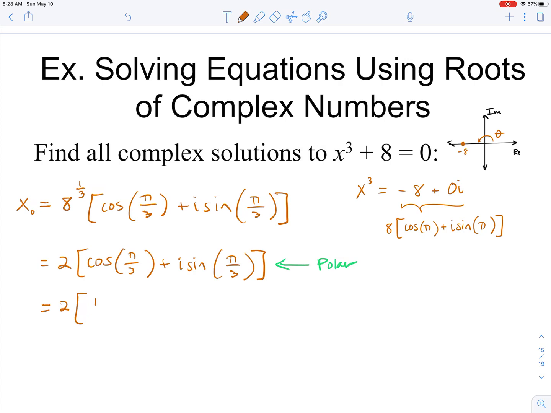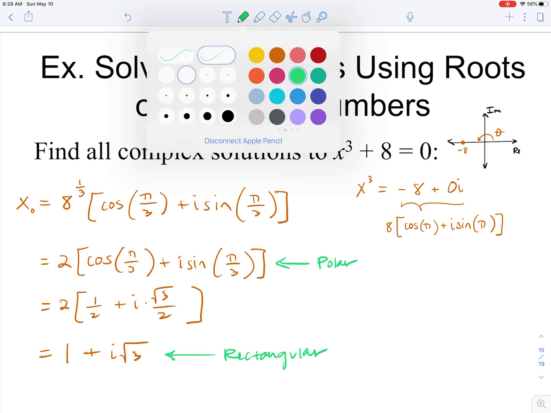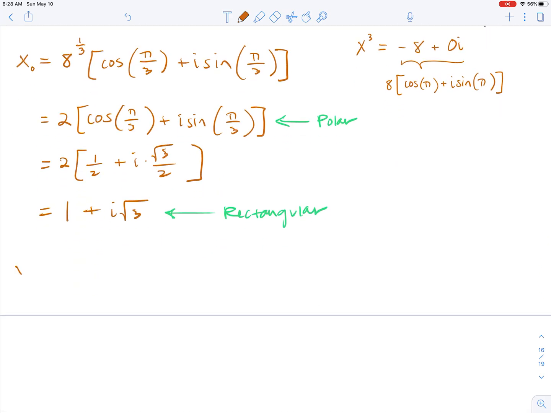And since pi over 3 is an angle from the unit circle, we can easily simplify this to be in rectangular form. So cosine of pi over 3 is 1/2. Sine of pi over 3 is root 3 over 2. And then if we distribute the 2 in, we'll get 1 plus i root 3. So that would be the first solution to the equation in rectangular form.